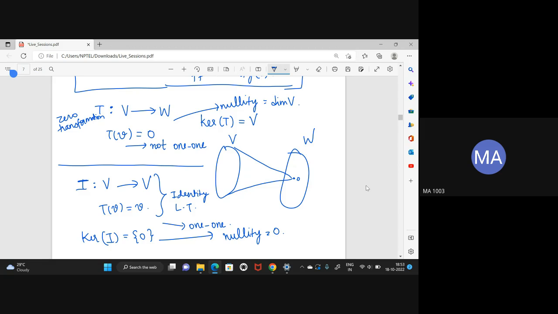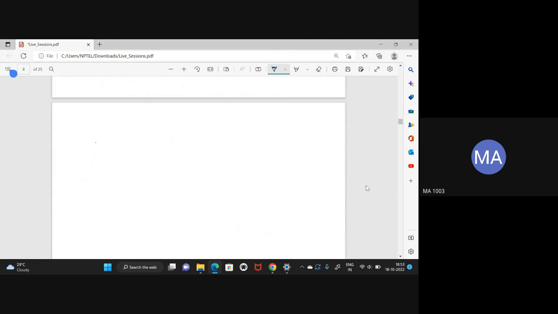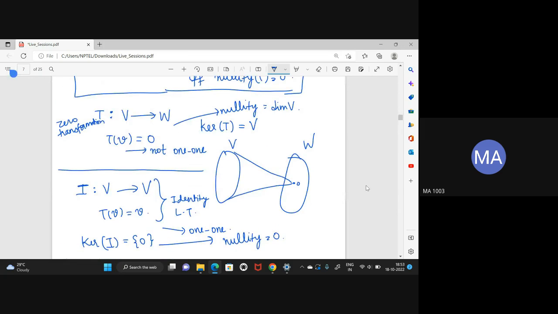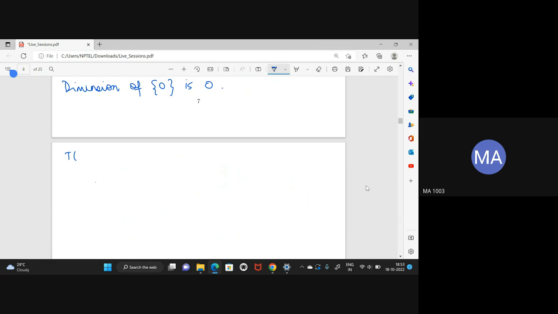So is it clear? Could you please take an example here? Example of what? Wherein every vector is getting mapped to 0. It is this, no? Every vector is getting mapped to 0. Yeah. In just terms, put V equal to R2, W equal to R3 or something, and map every vector to 0, that's all. T from R2 to R3 defined as T of x comma y is equal to 0 comma 0 comma 0. That's all.